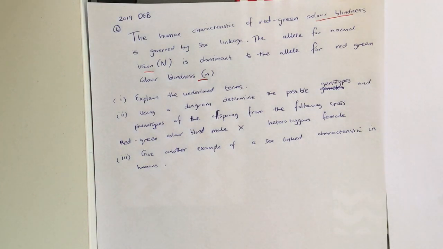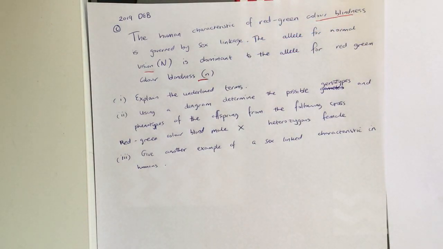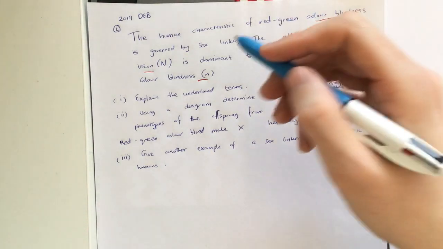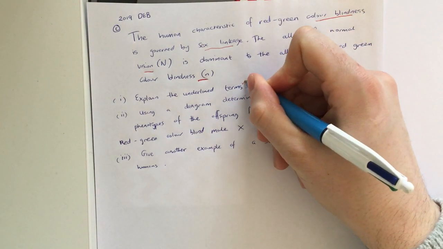The underlined terms in this question were dominant and sex linkage. Dominant, remember, is where the gene is expressed in the heterozygous and homozygous condition. And sex linkage is where the gene is found on the X chromosome. Okay, so that is the first question there.